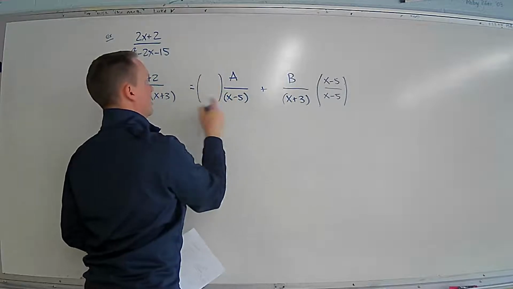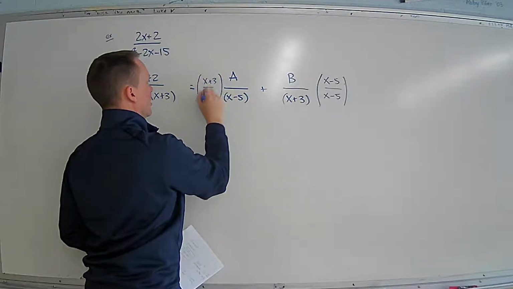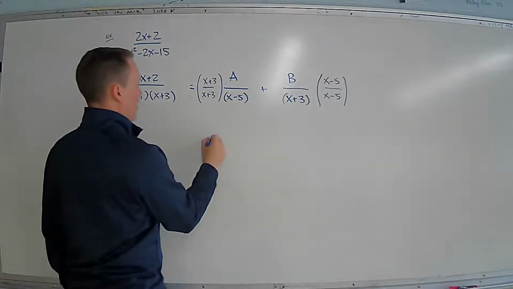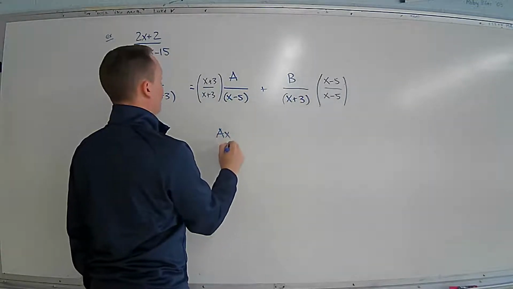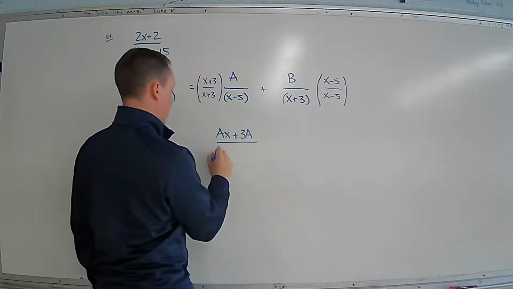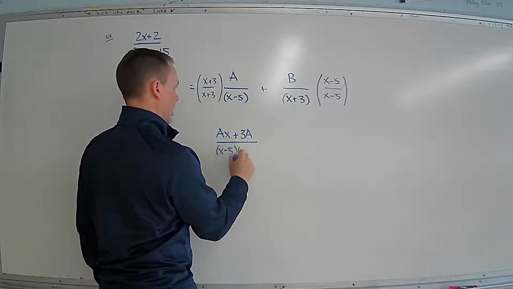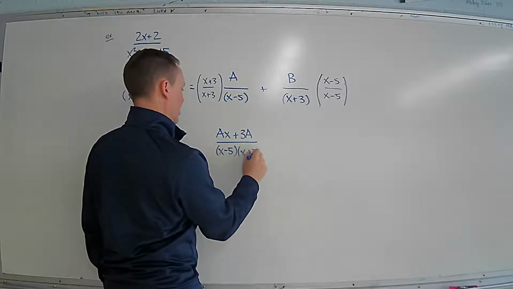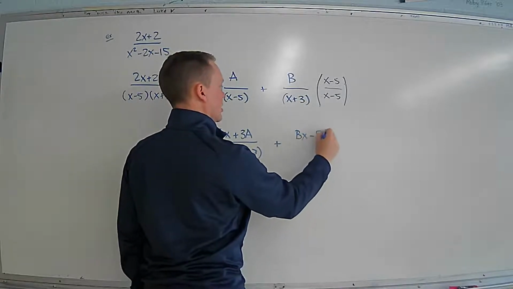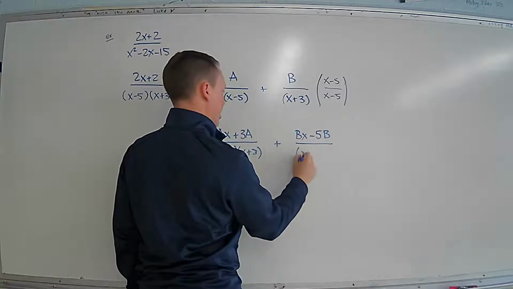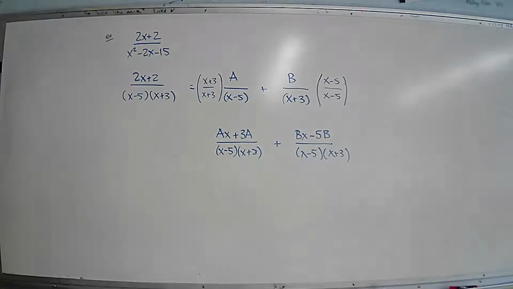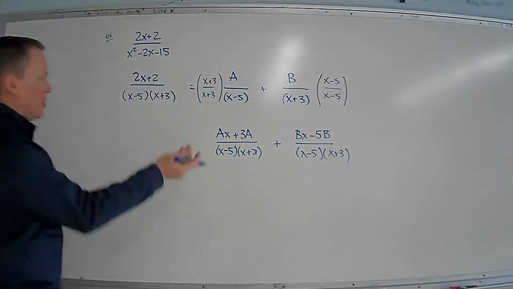And this guy here needs x plus 3. Okay. And so now I've got a times x plus 3a over x minus 5 times x plus 3. And then I've got b times x minus 5b over x minus 5 times x plus 3. Okay? So now I'm going to add these two things together.